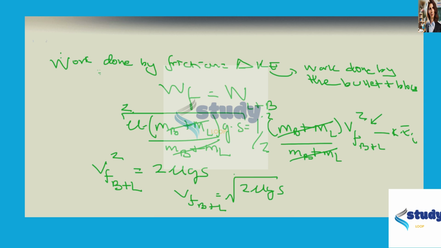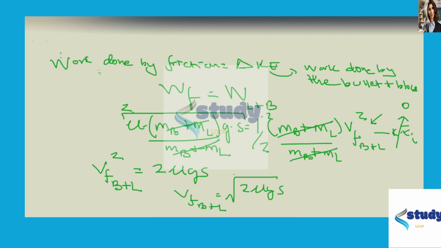So the initial kinetic energy of the system is 0, because the initial velocity of the block is 0. The wooden block is at rest, so we can always ignore that.